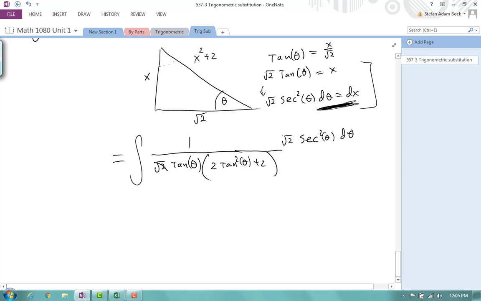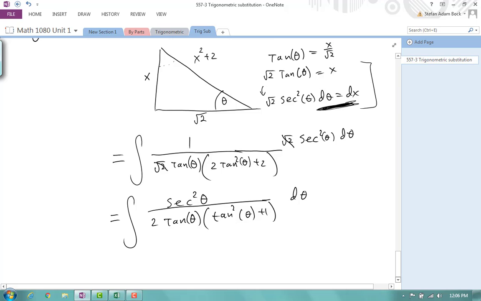Now these root 2's will cancel, and I can factor out this 2 down here in the denominator. So I'm going to do that. I'm going to have secant squared of theta on top. And I have 2 tangent theta times tangent squared of theta plus 1 on the bottom. We'll see here, this is another one of those identities, d theta.